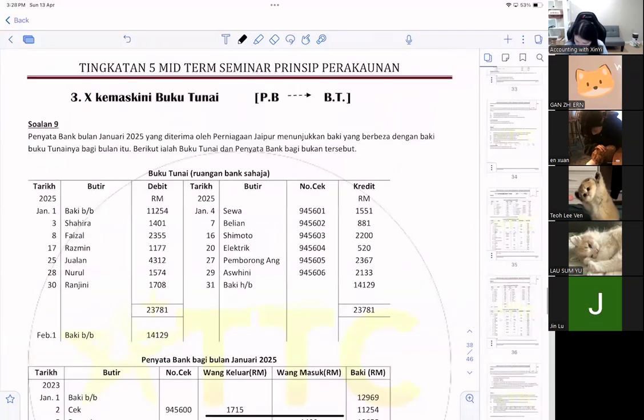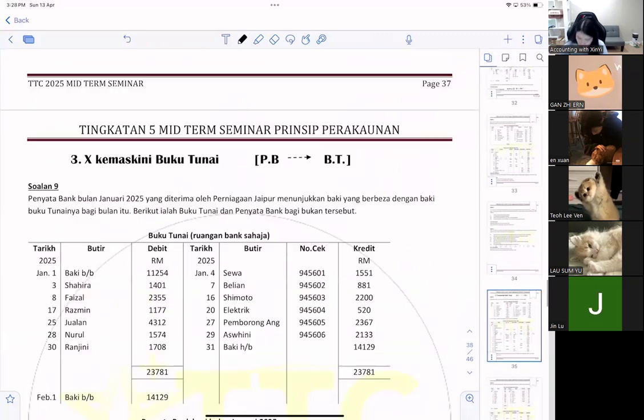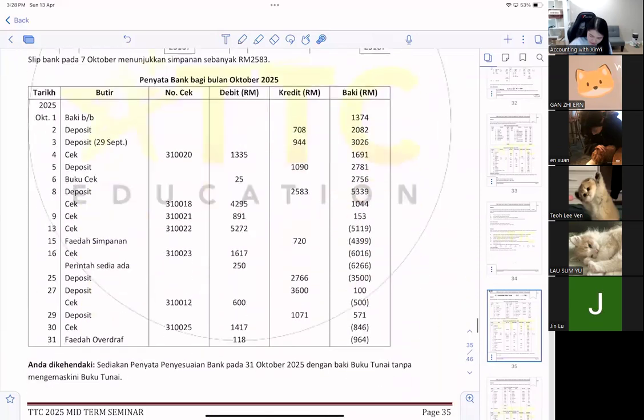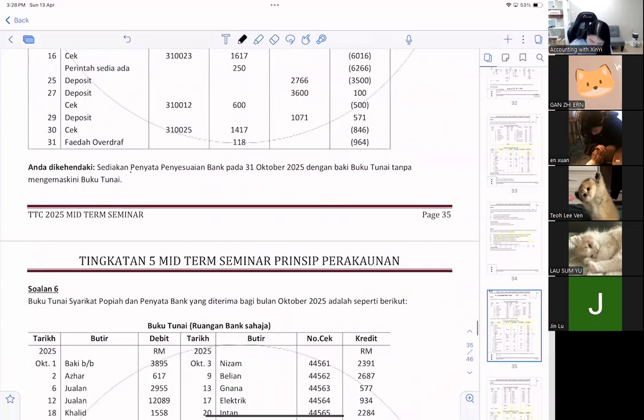Sorry. Too far away already. Where is it? Okay, page 35, my mistake. 38 is method 3, so I jumped through a bit, okay? Page 35. You look at the very bottom, Anda dikehendaki. Can you see that they only ask for penyata penyesuaian bank, never ask for buku tunai? So you have to be deciding between method 1 or method 2. So how do you know if it's method 1 or 2? It depends on whether they say this or not. Dengan baki buku tunai. Whichever is mentioned first means it will be the wrong version. Start with buku tunai, end with penyata bank. So this is method number 2.